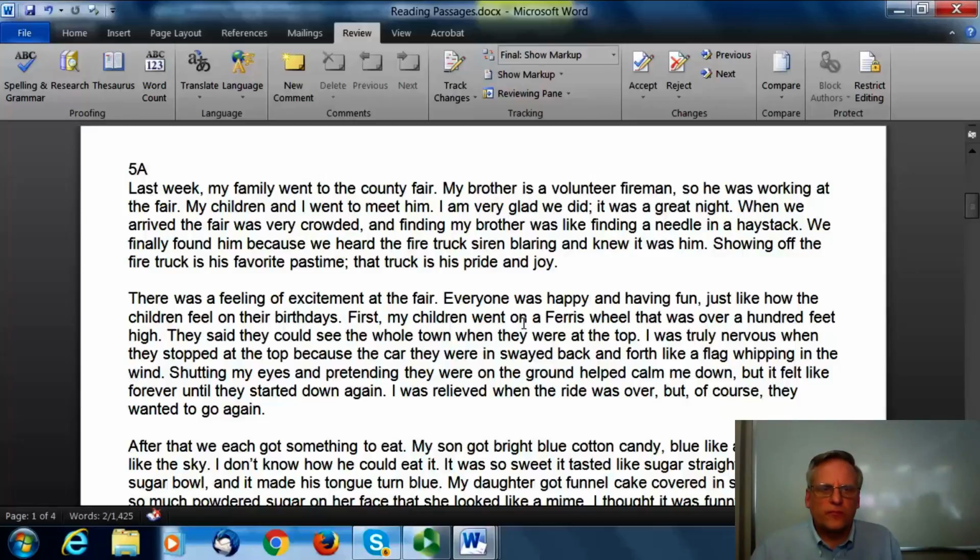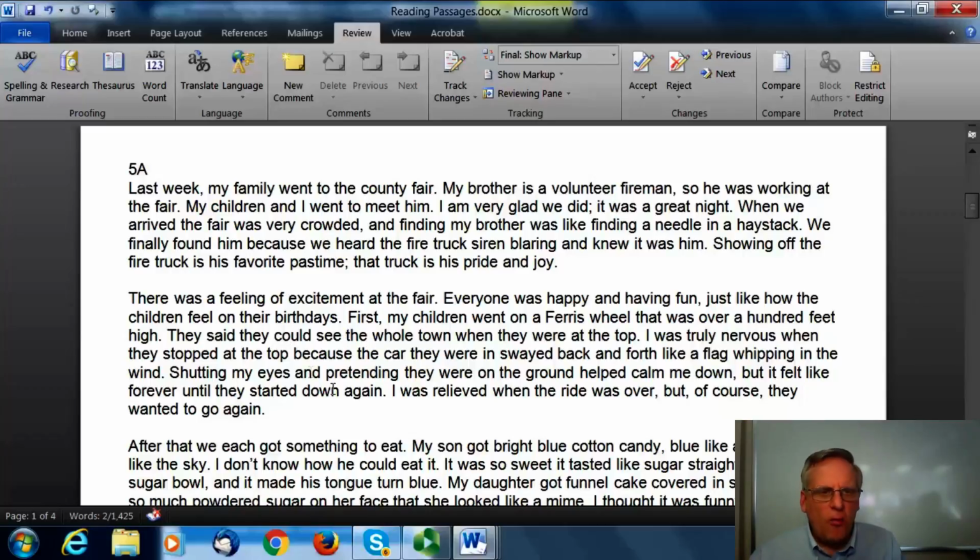Showing off a fire truck is his favorite pastime. That truck is his pride and joy. There was a feeling of excitement at the fair. Everyone was happy and having fun, just like how the children feel on their birthdays. First, my children went on a Ferris wheel that was over 100 feet high.